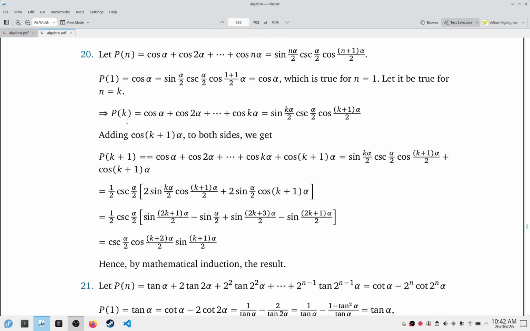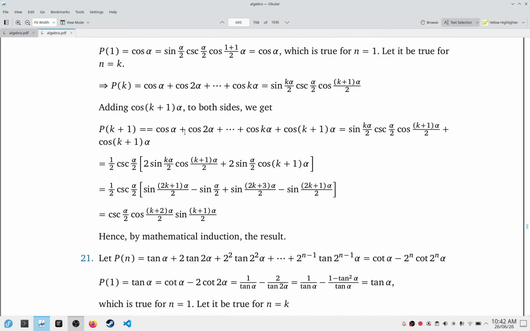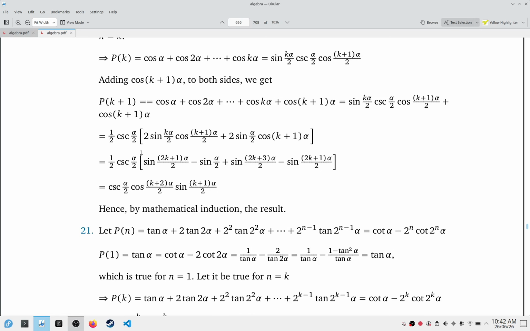Now we assume that it is true for n is equal to k, so we have this expression here. So we add cos (k plus 1) alpha to both sides. Left hand side becomes P(k plus 1) and right hand side becomes sin (k alpha by 2) cosec (alpha by 2) cos ((k plus 1) alpha by 2) plus cos (k plus 1) alpha. Now what we do is we take out half cosec (alpha by 2) here. So this first term gets multiplied by 2 and this gets multiplied by sin (alpha by 2).